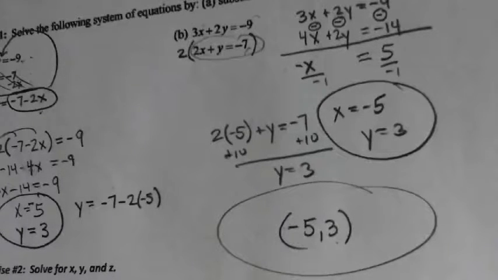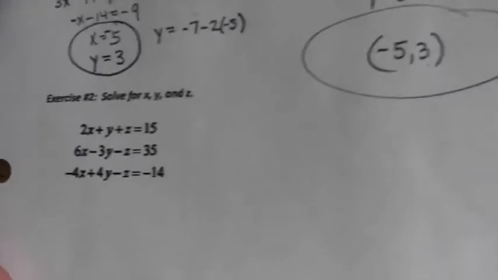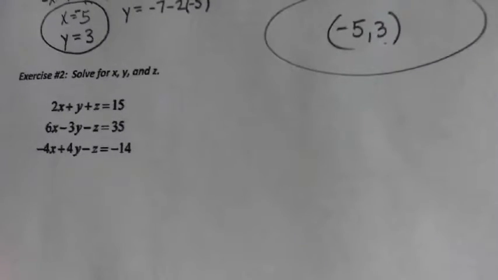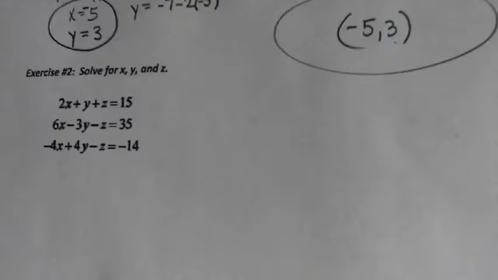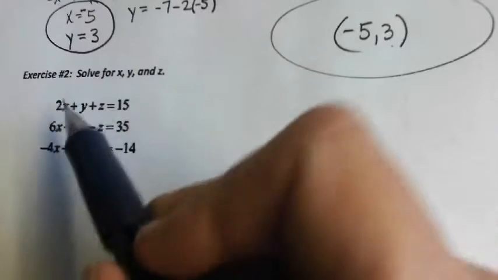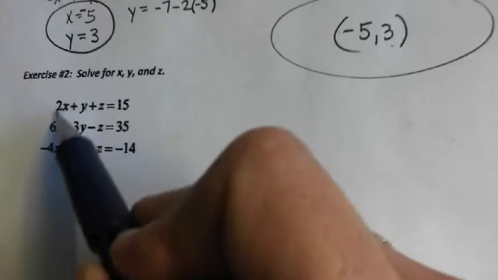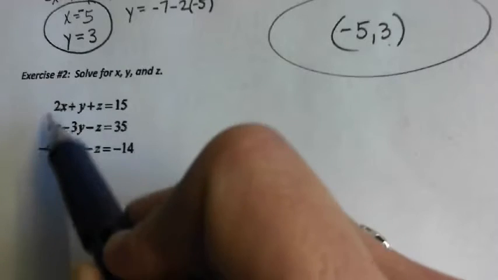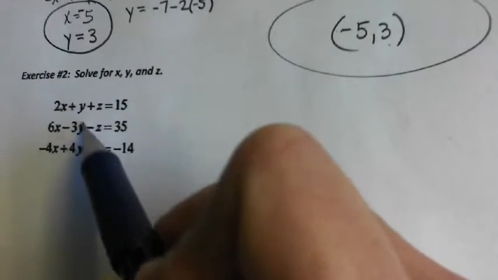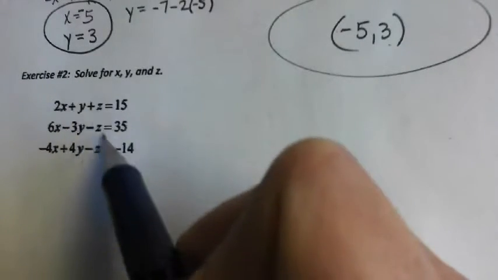All right. Now, 3 variables. Organization is going to be key here. So I want you to write everything exactly the same way I write it. So like I said, we're going to be doing elimination. So we have a choice, and you want to pick what's easiest. Is it easiest to get the same numerical coefficient on the x's, on the y's, or on the z's?